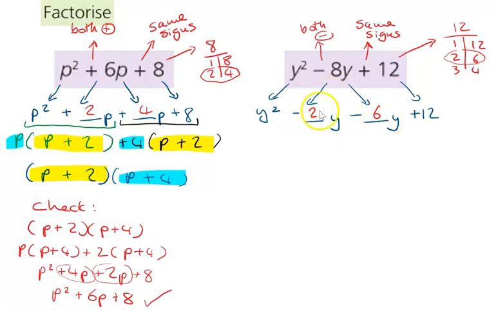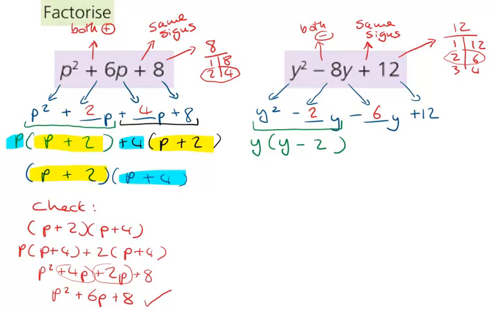And it doesn't matter which way I arrange them because the signs are the same. So I can have the minus 6y first and the minus 2y second if I want. I then factorize the first two terms. So the highest common factor is going to be y. Y squared divided by y is y. And minus 2y divided by y is minus 2.